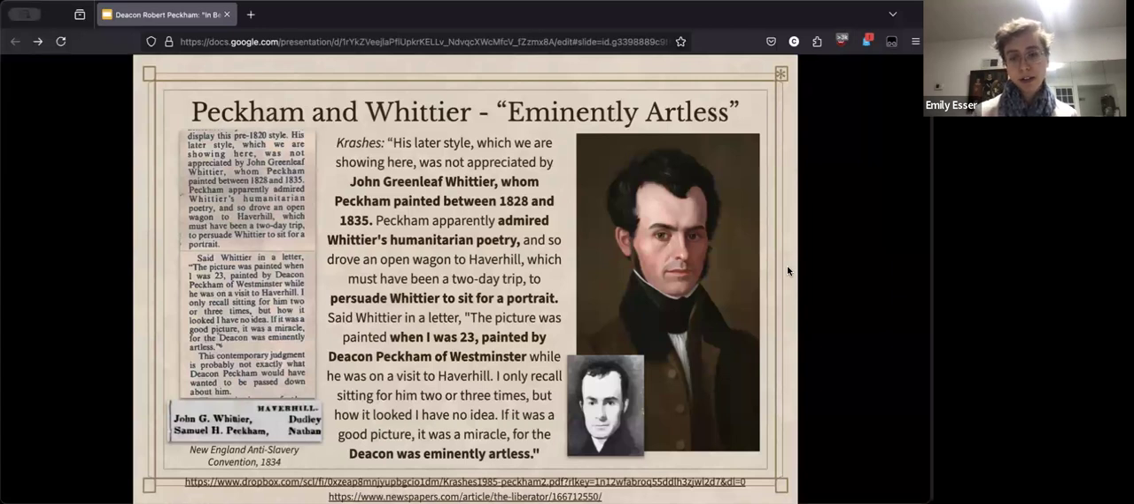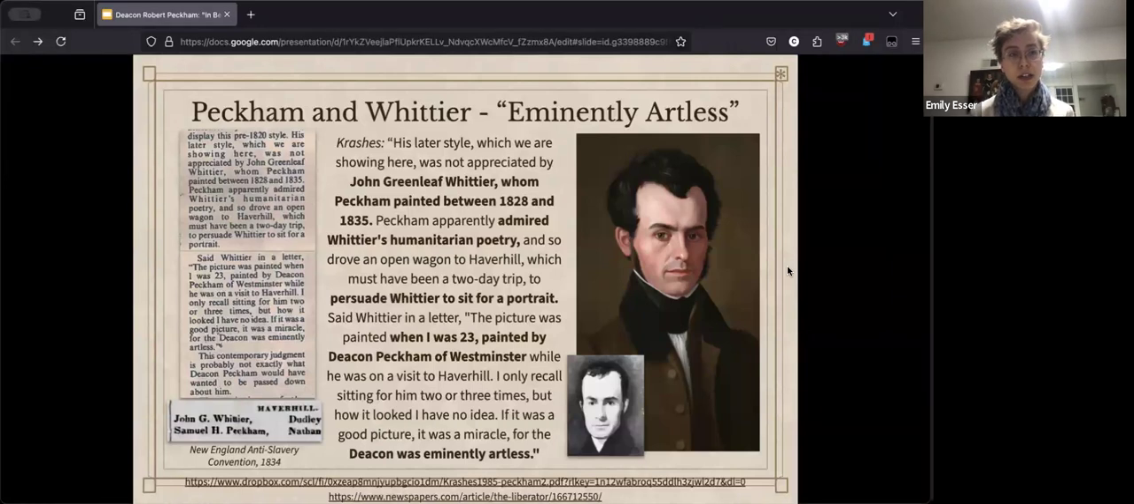Bit harsh, as you can see from the comparison. That is pretty much how Whittier looked. I mean, he's being a bit harsh there. And he was passing judgment without having seen the portrait. But fortunately, there is a postscript to this that I think is more interesting than the eminently artless story.